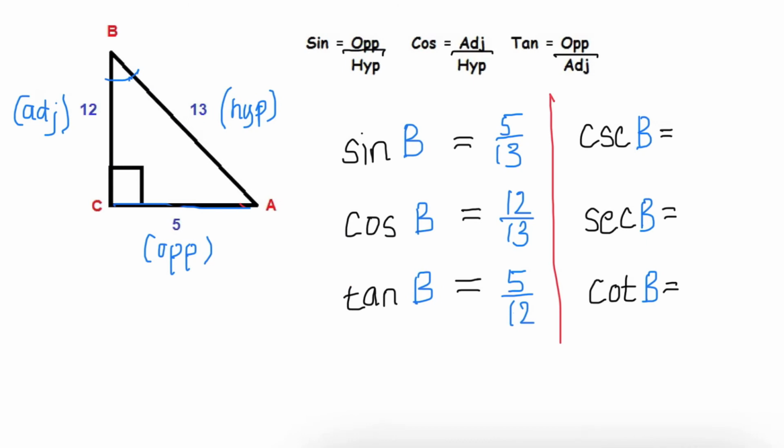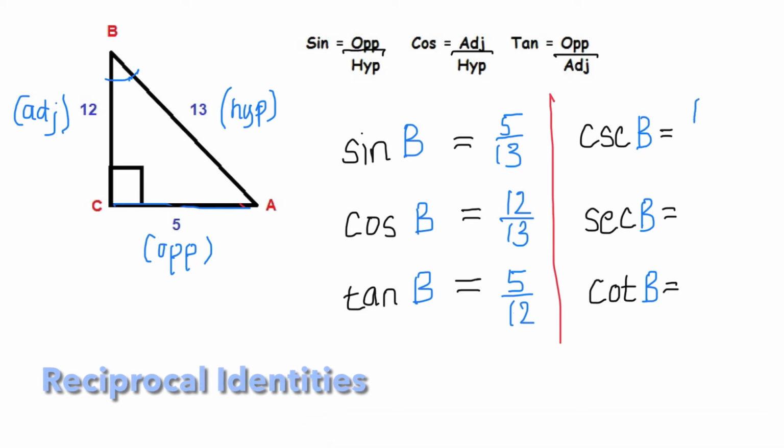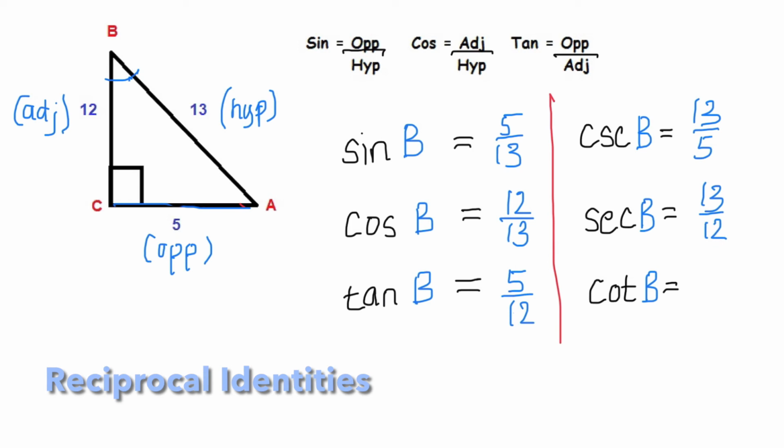So to find the other three trig functions, we're just going to take the reciprocal. So cosecant is the reciprocal of sine. So we just flip the value. So this would be 13 over 5. The reciprocal of cosine is secant, which would be 13 over 12. And cotangent is the reciprocal of tangent, and that would give us 12 over 5.